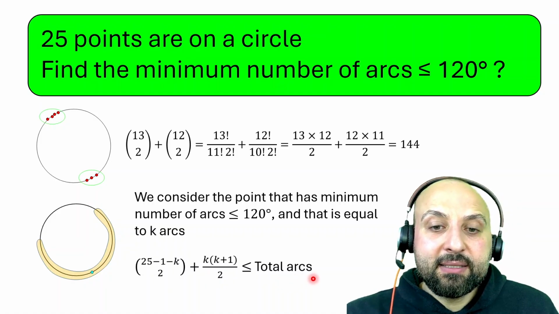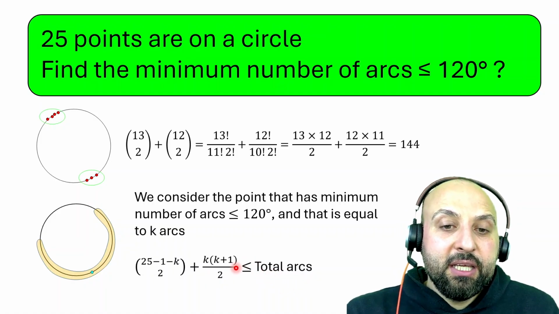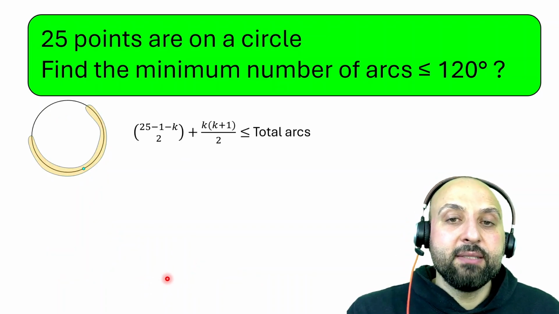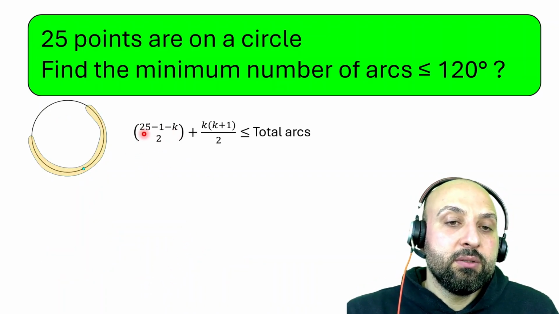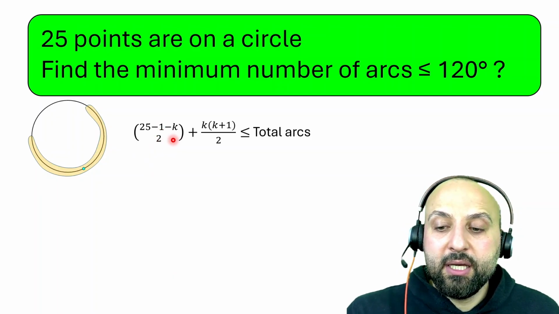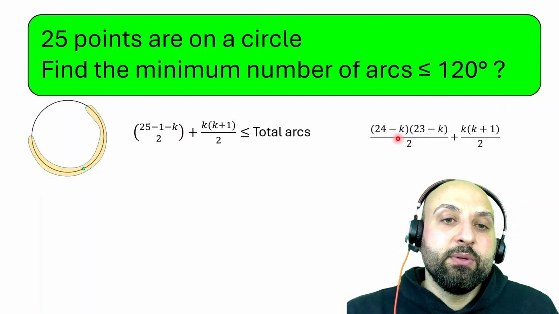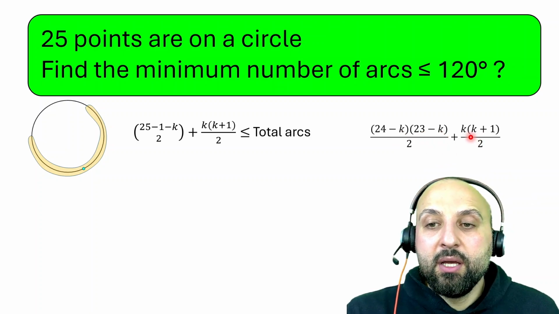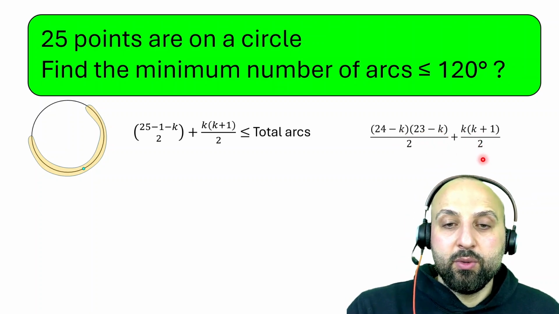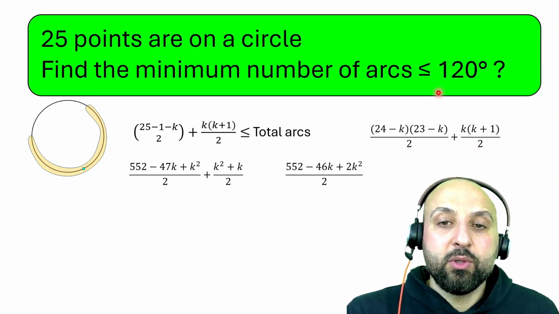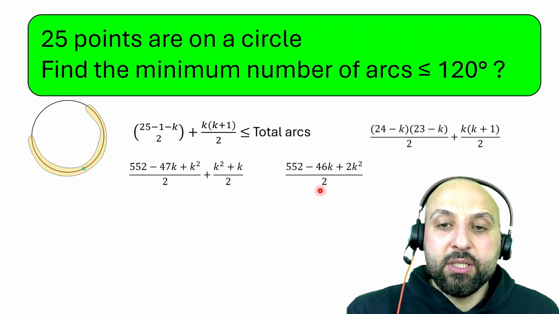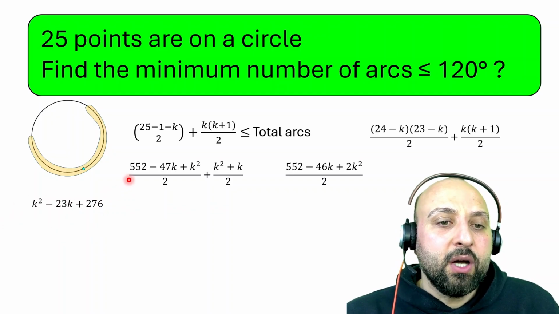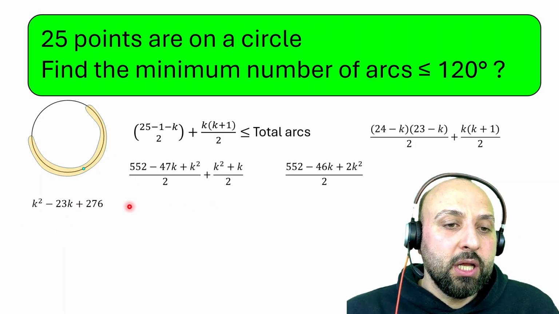So what we can say is that the number of arcs is equal to or larger than this number that we have here. And now we can simplify this number. Obviously, this one becomes 24 minus k, choose 2. And then you simplify, it becomes 24 minus k times 23 minus k divided by 2 plus k times k plus 1 divided by 2. And then, yes, you multiply and add them together. You simplify 2 and you get to this number. So the total number of arcs that we have will be equal to or larger than this number.